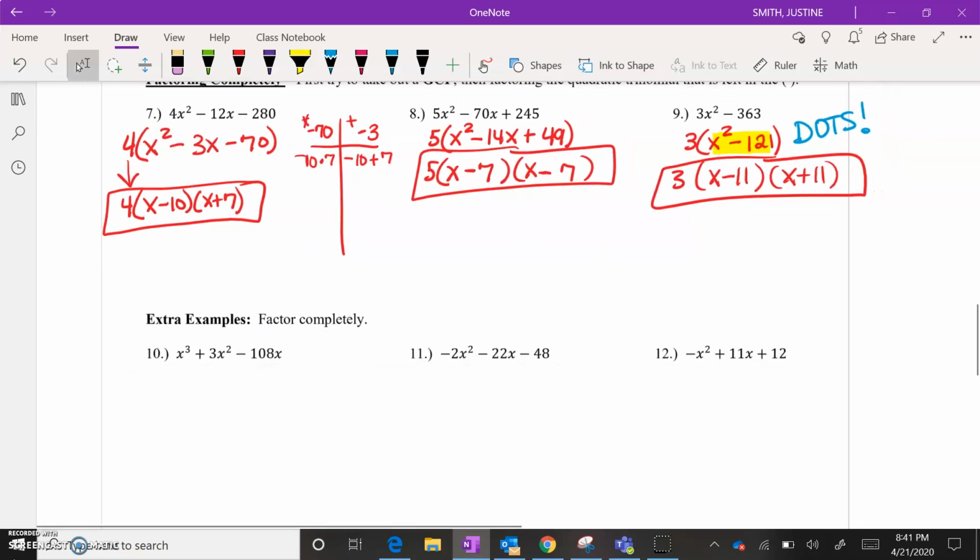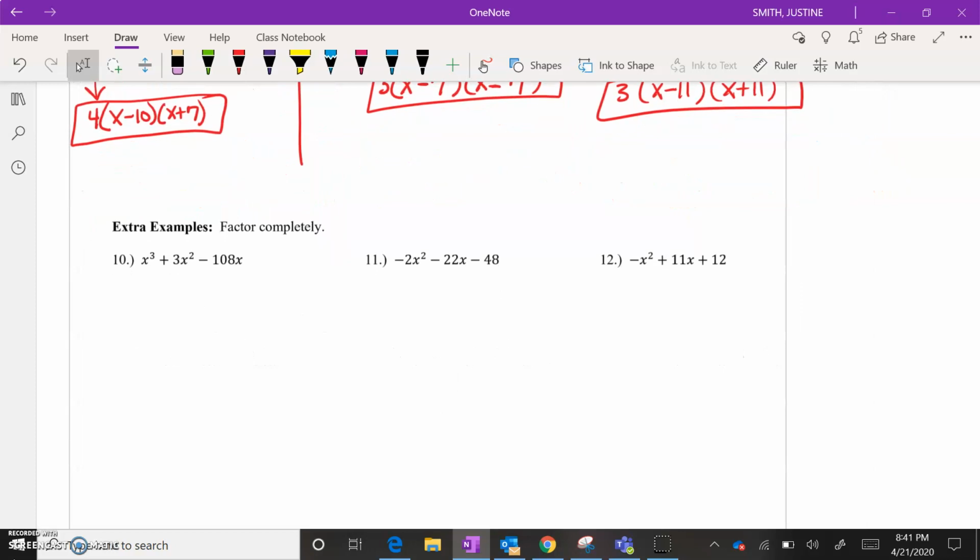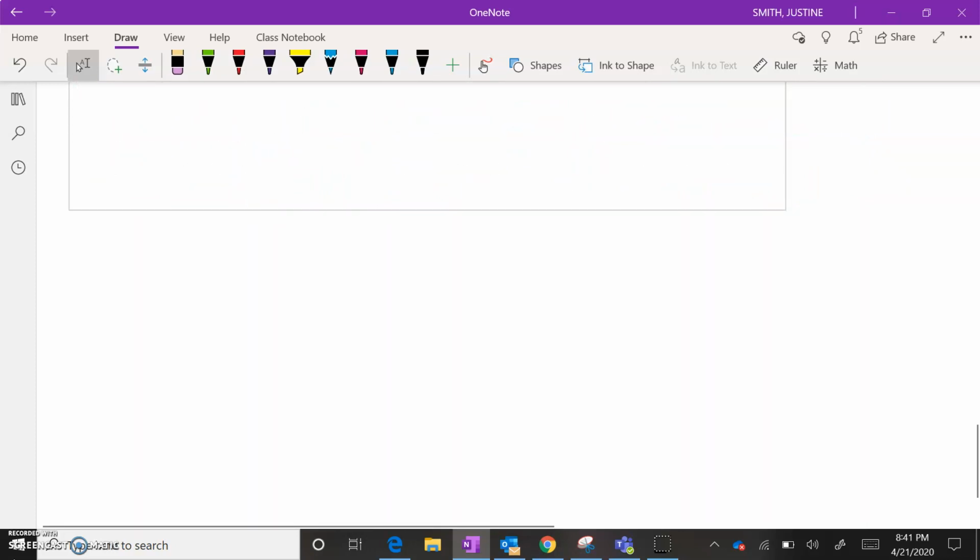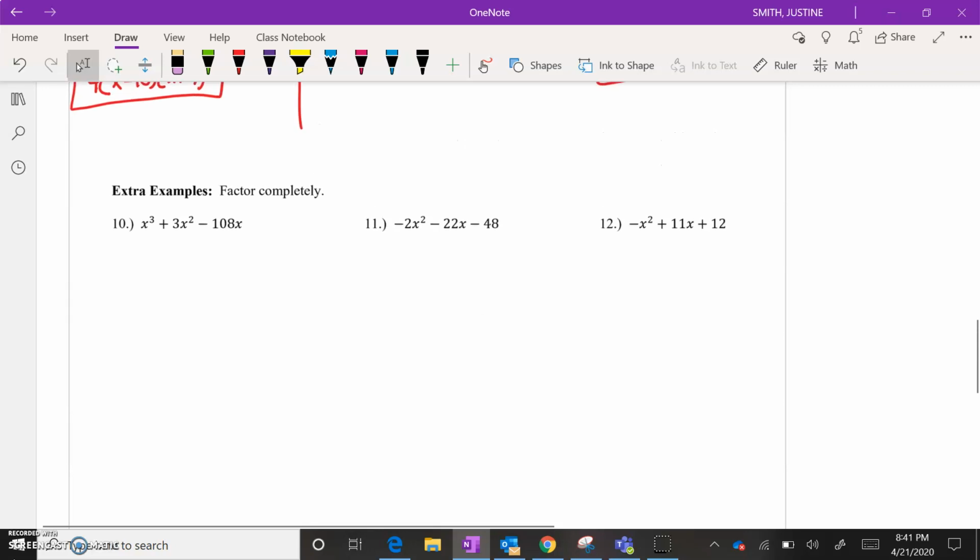Okay, so again, 10, 11, and 12, maybe go ahead and pause that and try those on your own, and then you can play it again to see if your answers are correct.